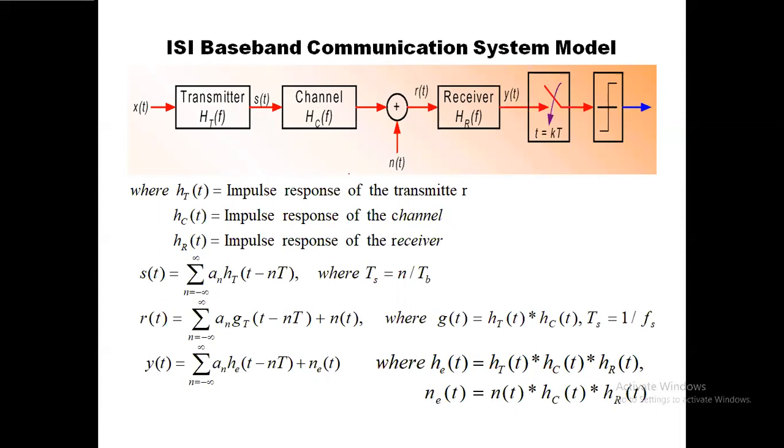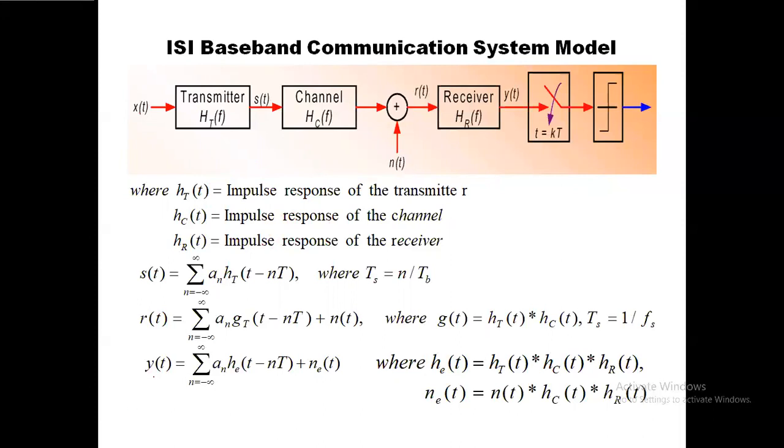So the overall communication model is designed in such a way that we have the transmitter frequency response, channel frequency response, and the receiver frequency response. And we have to design the equivalent response of the system. What would be the equivalent response of the system? So for this, we are considering the impulse response of transmitter, channel, and receiver.